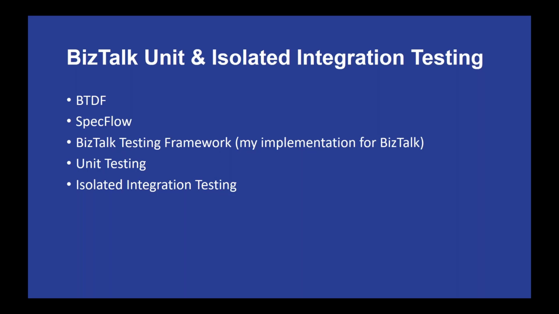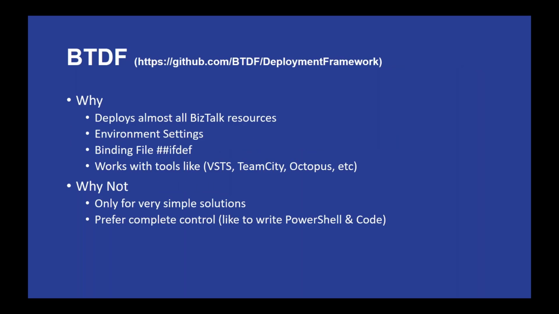So basically what we want to do is start off with the BizTalk deployment framework. I know some people aren't using it. It's now moved over to GitHub. It was on Codeplex. It will deploy pretty much all of your BizTalk resources and allows you to even do some modifications. And the big one that it has for me is environment settings. So I can have different settings for each environment I want to deploy to, and I can also hook that into either Octopus Deploy, or I can hook it into VSTS's release management, things like that.